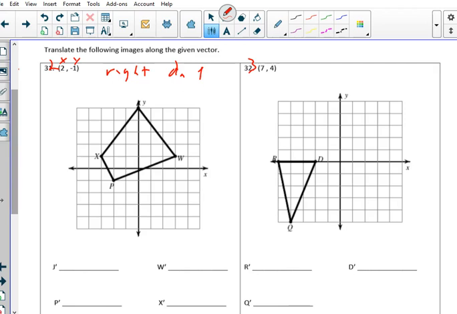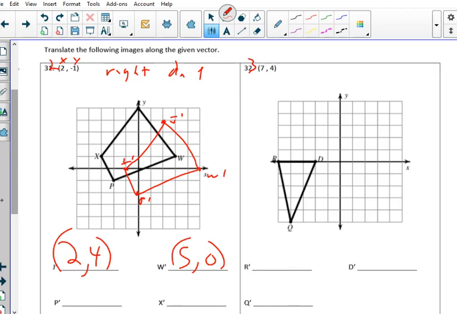So let's try this again. Right 2, down 1. There's J prime at 2, 4. Answer key is right, but I'm wrong. 1, 2, down 1. There's W prime. There's P prime. And there's X prime. So W prime is at 5, 0. P prime is at 0, -2. And X prime is at -1, 0. Sorry about that.